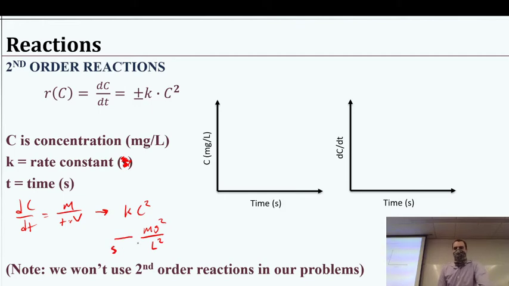And basically, we are almost there, except we have one too many milligrams and one too many liters. So we actually have to kind of do the inverse of a zero order and say liters are going to go up here for the K and milligrams down here. So when you multiply that, you'll cancel out one of the milligrams and one of the liters. You'll end up with milligrams per liters per second.